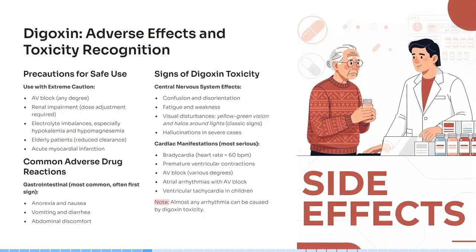Now, you do need to know the side effects, right? Some of the common adverse reactions are anorexia or nausea. They may have vomiting and diarrhea. They may have some stomach discomfort. Signs of digoxin toxicity: if your patient is confused or disoriented, having some yellow-green vision and halos around lights, those are classic signs. In severe cases they may be hallucinating.